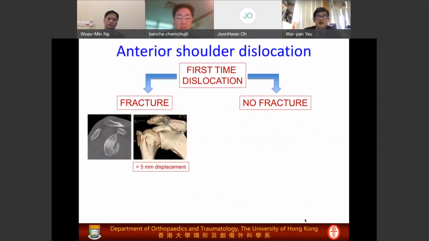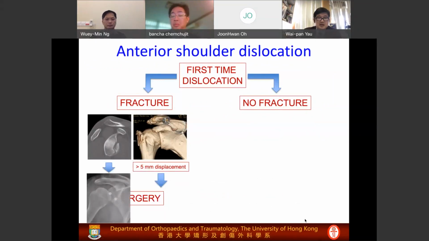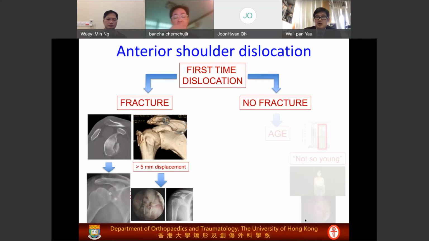For first-time dislocation, the most important thing for me to differentiate is whether there's a fracture or no fracture. For a fracture, of course, they need to be fixed, whether it's on the glenoid or greater tuberosity, which we were taught about by Dr. Ng already. For those with no fracture, the most important thing for me is whether they are young or not so young.